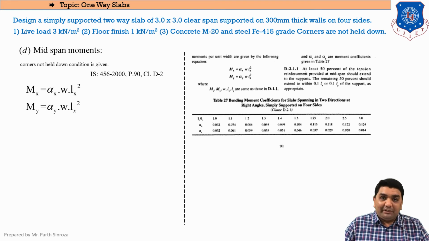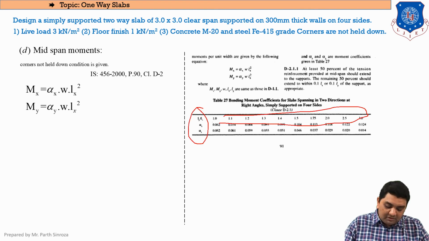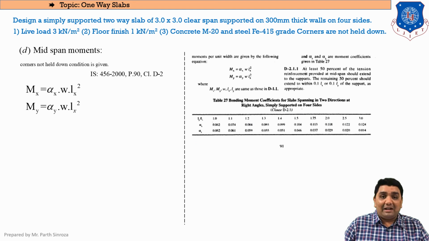Now w, we have calculated it, Lx also we have calculated it. So our next focus will be to find the coefficients, that is alpha x and alpha y. For that we will be using this table, that is table number 27. Here in the first column it is prescribed that the first row gives us the value of Ly by Lx. Clear? And from that we will be finding the value of alpha x and alpha y.